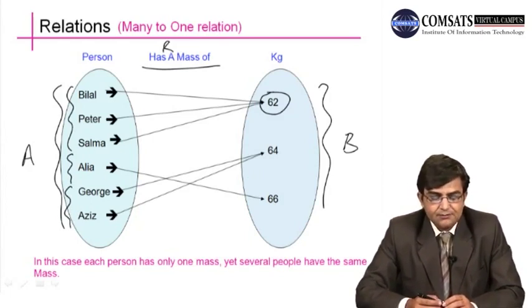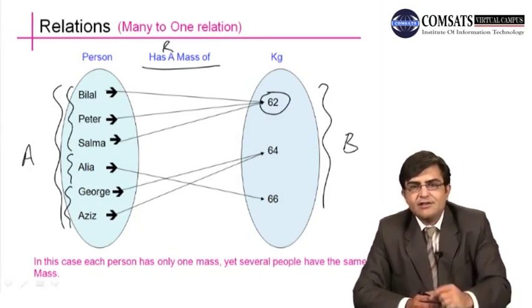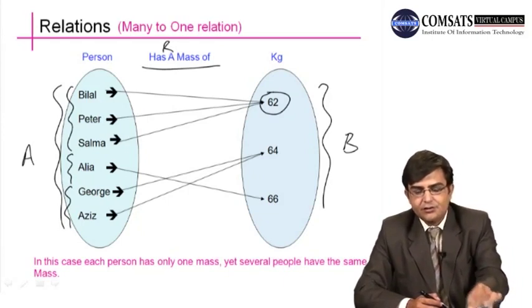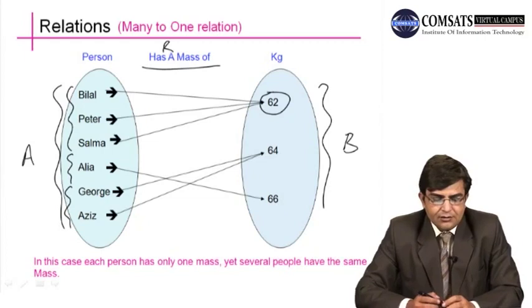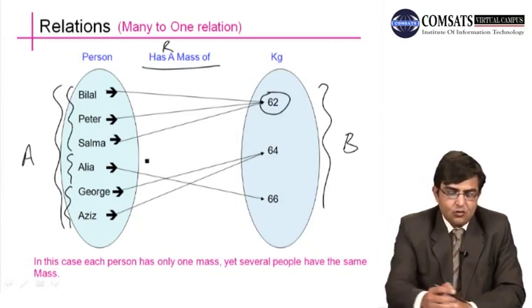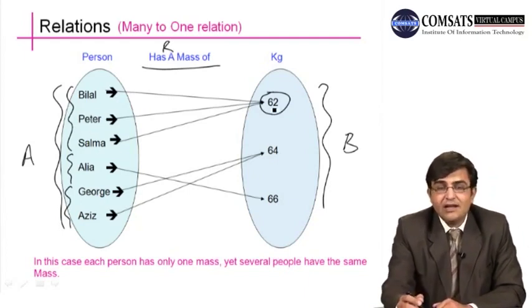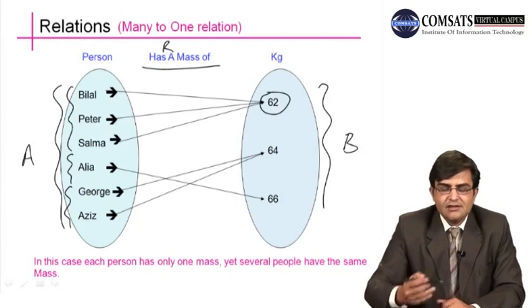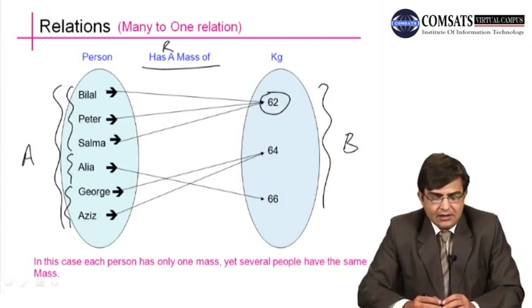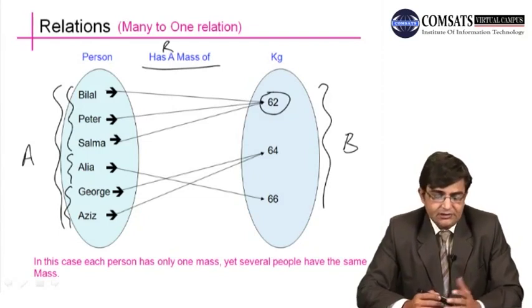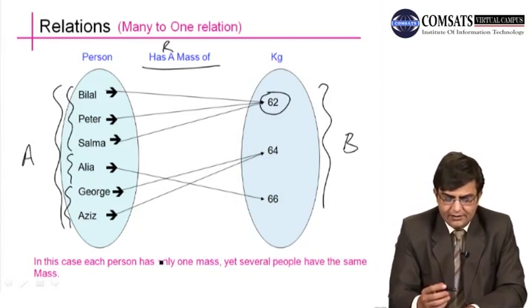So you can see that many people are related to only one element of B, but one element of A is not related to many elements of B. Therefore, this type of relation, in which we relate many elements of the first set to one element of the second set, is called a many-to-one relation. In this case also, you can see that we can write the relation R.